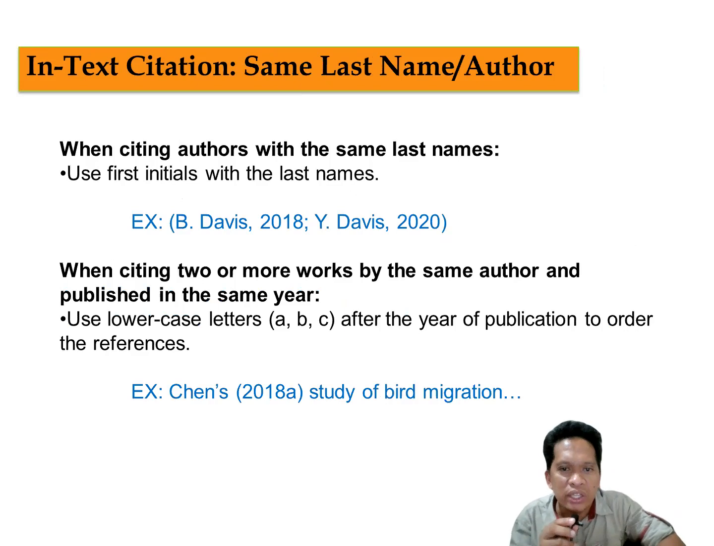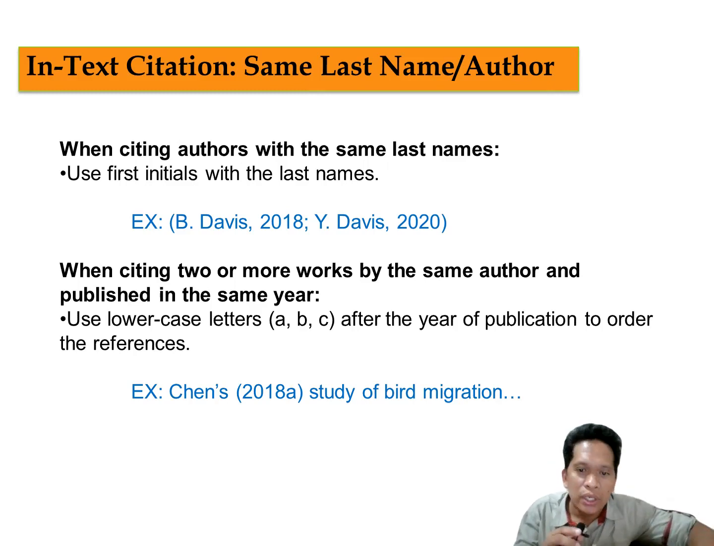Now, in-text citation, same last name or author. What will you do? When citing authors with the same last names, use the first initials with the last names. Okay? Again, if it's the same name, like for example below, use the initial of the first name to show that they are really not the same author.